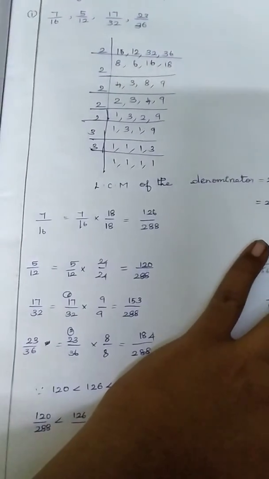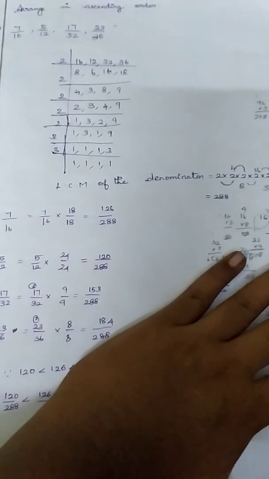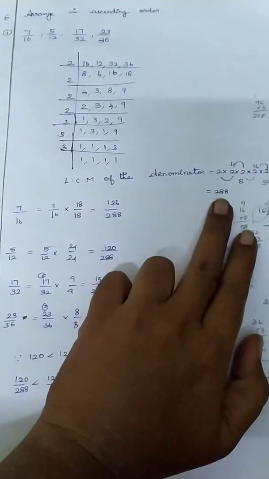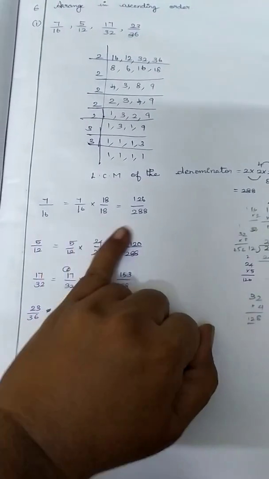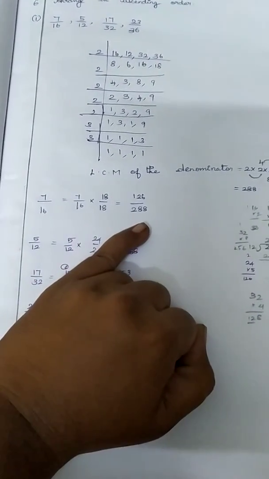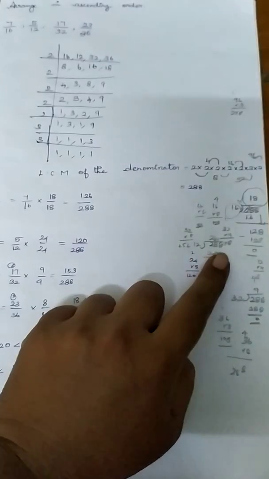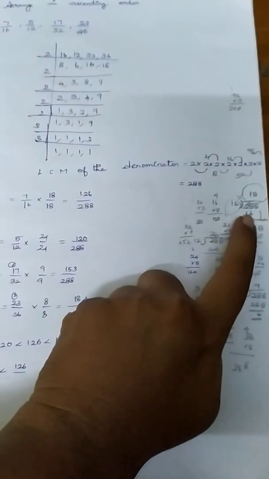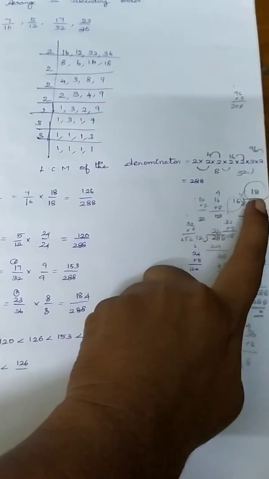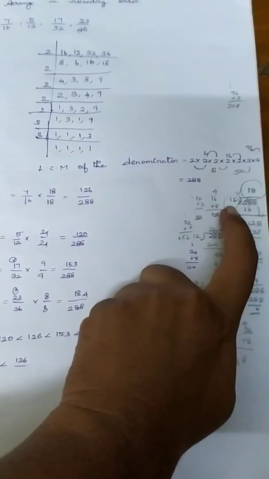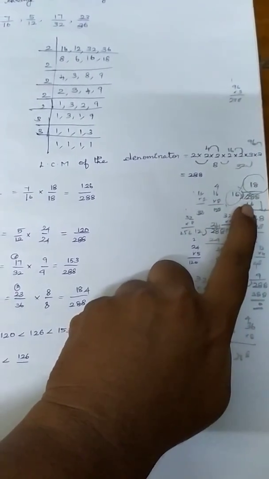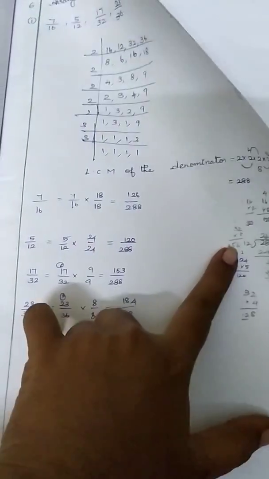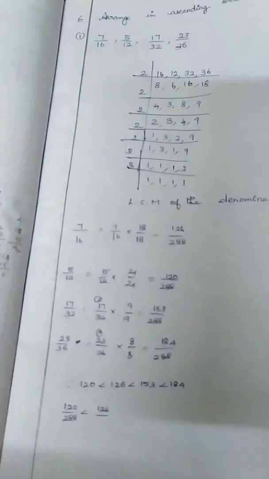All the denominators were different, so I have found the LCM, and your LCM is 288. We have to convert 7 by 16 to denominator 288. How will you do it? You just divide and see. 288 divided by 16, I have seen, is 18. 16 into 18, if you multiply, you will get 288.